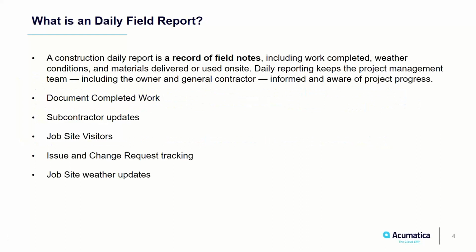So what exactly is a daily field report? A daily field report is a construction daily report used to provide a record of field notes. It also provides information such as documenting work completed, subcontractor updates, any job site visitors, keeping track of any issues that come up on the job site, as well as change request and change order management tracking. It also provides a vehicle to provide job site weather updates, all of which help you to keep your project management team informed and aware of project progress.